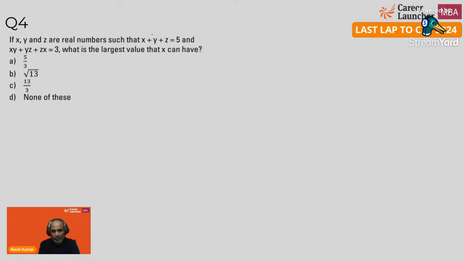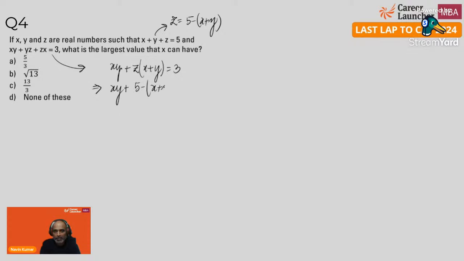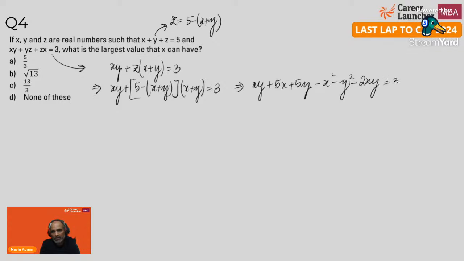If not, then I'm going to write z is equal to 5 minus (x + y) only. And from here, can we write this as xy, and if I take out z common, I'll have z(x + y), and this is going to be 3. Now, instead of z, I'll put this 5 minus (x + y), and then we have (x + y), and this is going to be 3. So basically, we will be having xy + 5x + 5y - x² - y² - 2xy, and this is equal to 3.